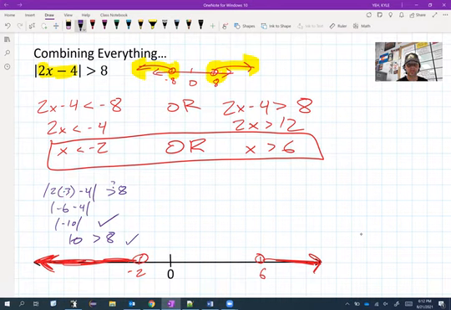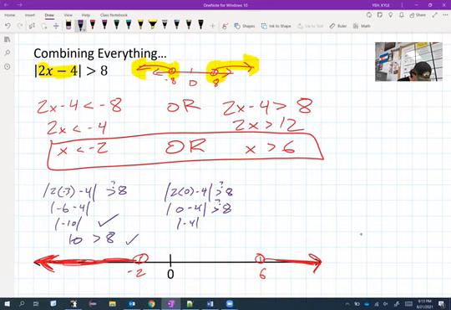This is looking good. 0 is not shaded. I love plugging in 0. So I'm going to say absolute value of 2 times 0 minus 4. Is it greater than 8? Well, 2 times 0 is just 0. So 0 minus 4, absolute value. Is it greater than 8?